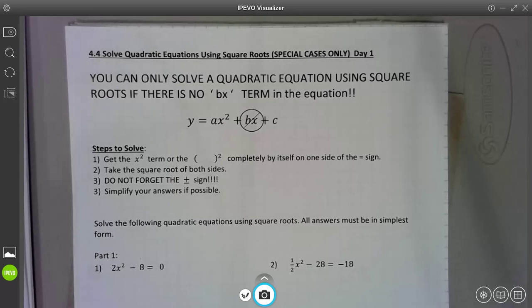Everybody okay? All right, so guys, we're going to get back into the solving. We are solving quadratic degree 2 equations, so we're still going to get 2 answers to these equations, but we're just going to do it using a different method.